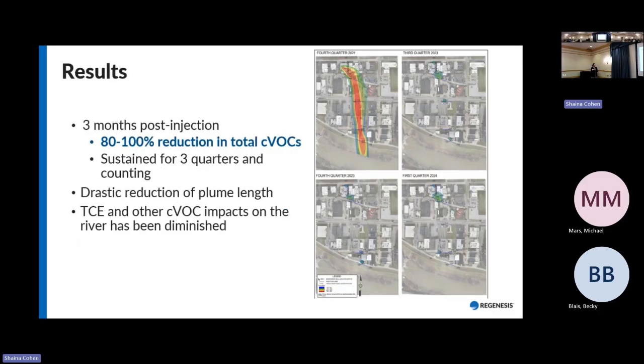But just skip ahead here real quick. We were able to see a really nice rapid decline in the concentrations 3 months post-application. We saw an 80 to 100% reduction in the total CVOCs, depending on exactly where you monitored, and a really significant decline in the concentrations, with a drastic reduction in the plume length and very minimal CVOCs actually impacting the river, the primary receptor here.